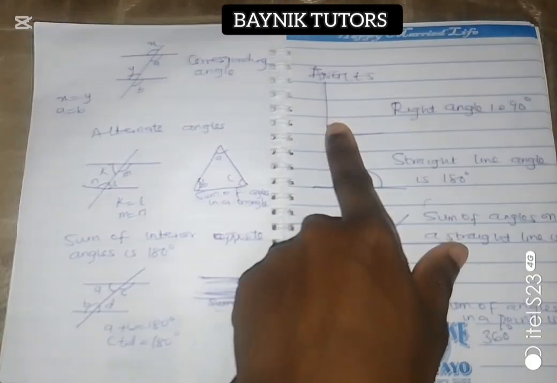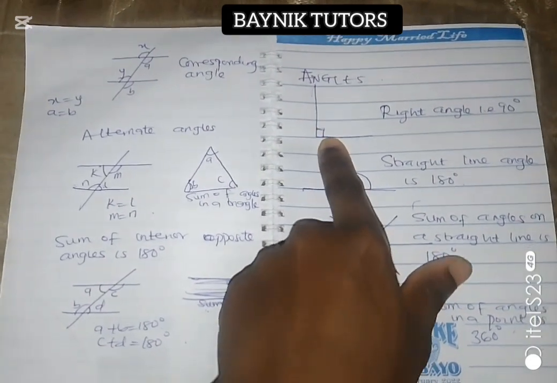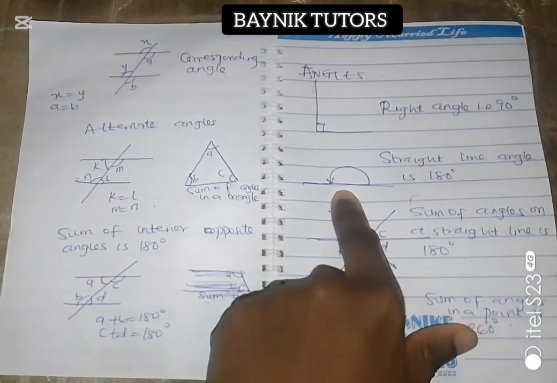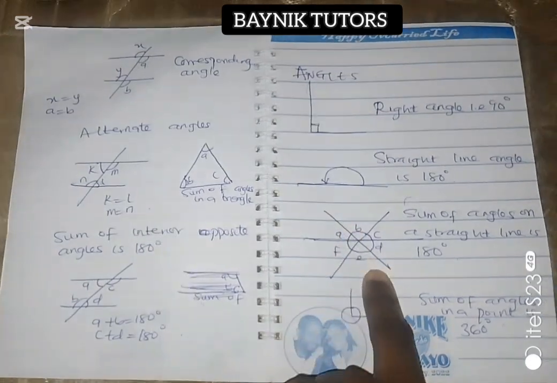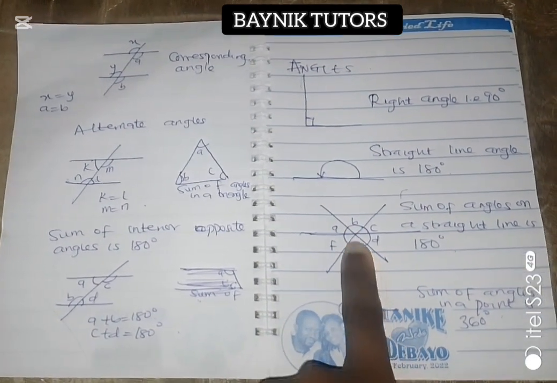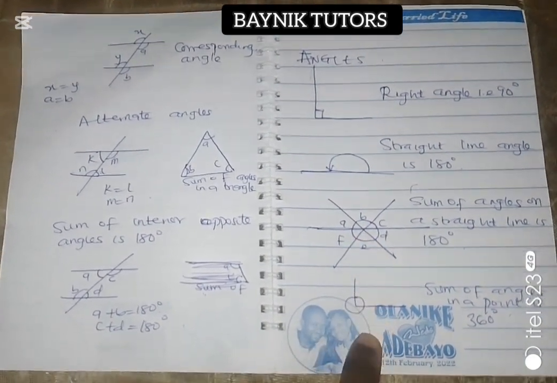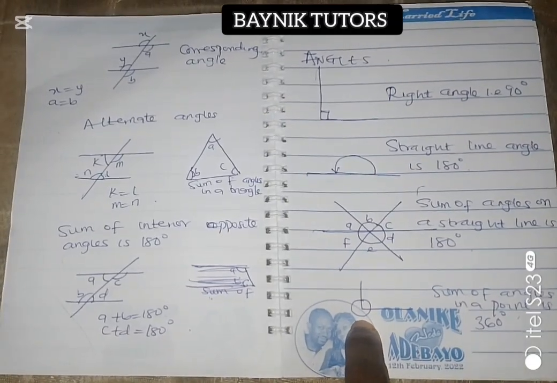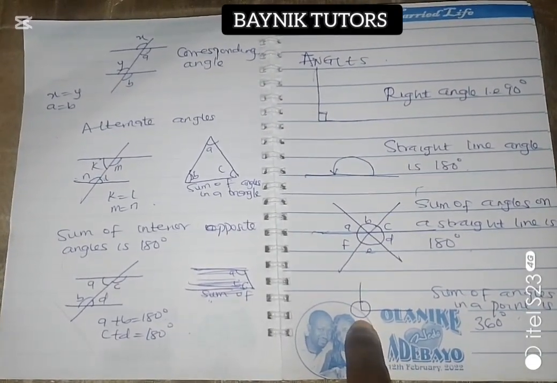Once you see something like this, you know it's a right angle triangle, which is equal to 90 degrees. This is angles on a straight line. You understand? This is the sum of angles on a straight line also, which is also equal to 180. So this is the sum of angles at a point, which is equal to 360 degrees.